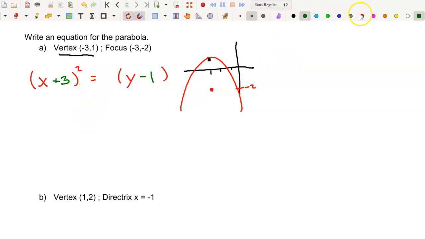All right, so we know that the number that goes here is 4p. So if I have to figure out what this value is, I multiply it by 4. That number goes here. So what is the distance between these two? How far is it from here to here? 3. All right. So 4 times 3 is 12. Okay. Looks good.